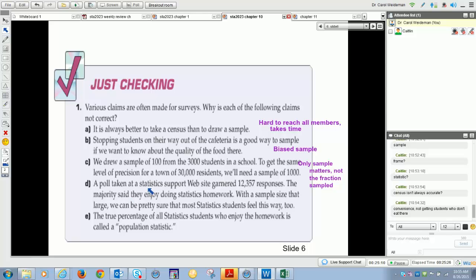A poll taken at a statistics support website garnered 12,000 plus responses. The majority said they enjoy doing statistics homework. With a sample that large, we can be pretty sure that most statistics students feel this way too. What do you think about that one? It seems like it makes sense, right? We got overwhelming support here that they love to do their statistics homework. See any issues with that one? What kind of bias would this be? Remember the types of bias we just talked about? It's a convenience sample.